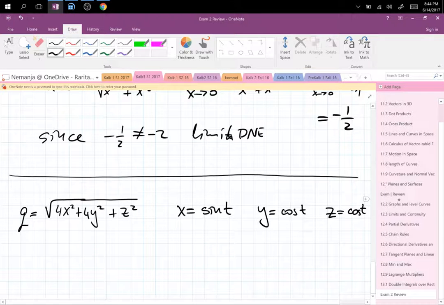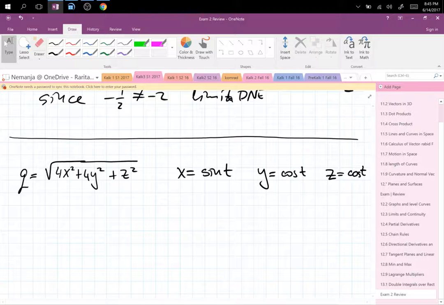Hello and welcome back to Calculus 3. This is the review for exam 2, part 2. Last time we already talked about the list and everything else, and did a few problems. And the first problem of today is the chain rule.